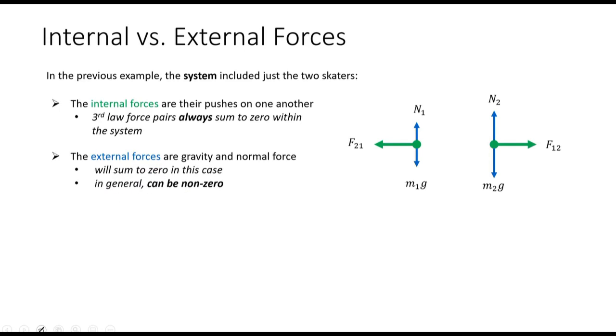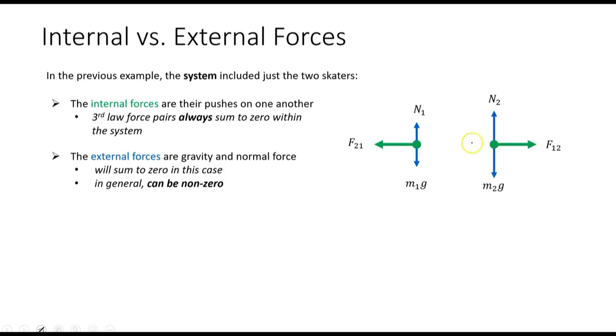Then we have to think about external forces. This is the key to knowing whether or not we can use conservation of momentum: do the external forces acting on the system sum to zero? In this case, we have the weight downwards of person 1. It will be perfectly balanced by the normal force acting on person 1, and so there's no net external force acting on person 1.